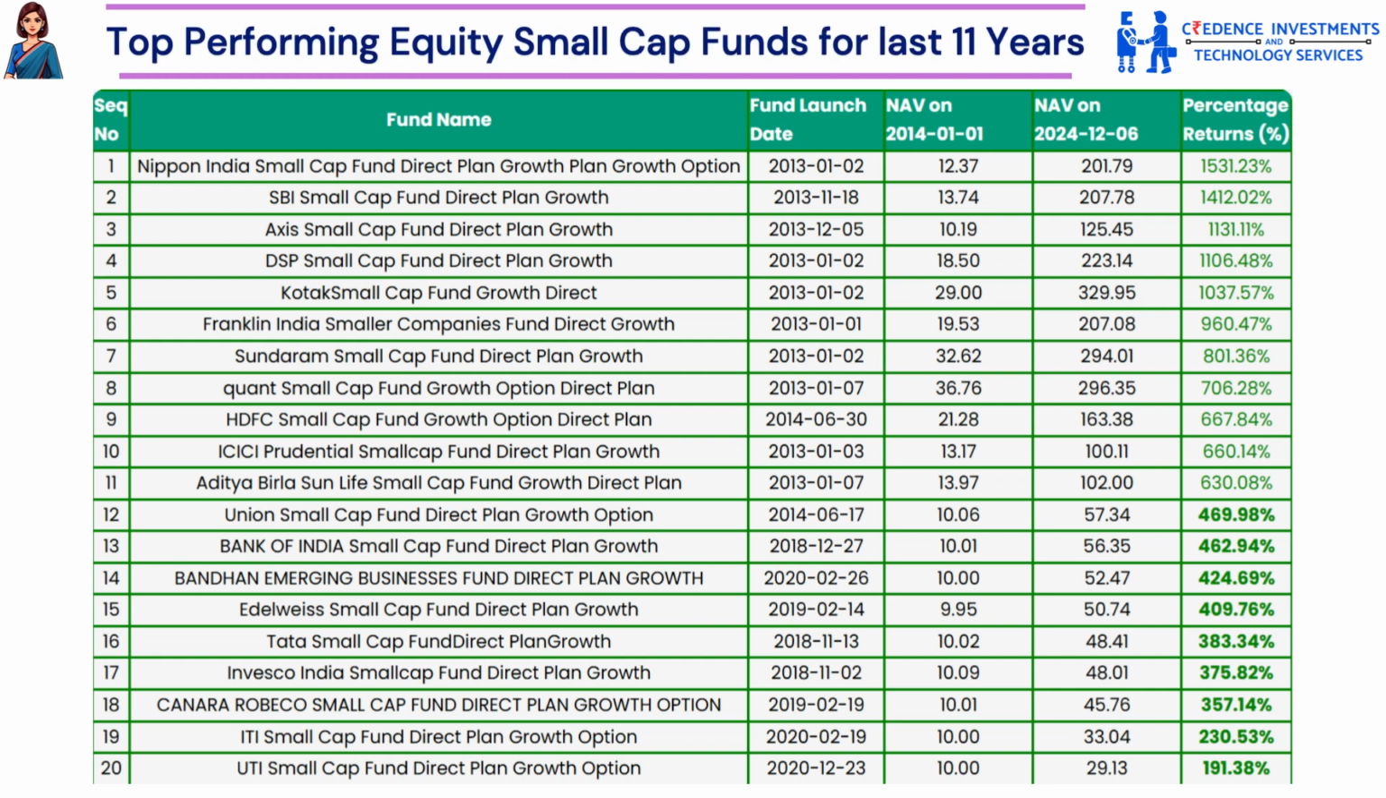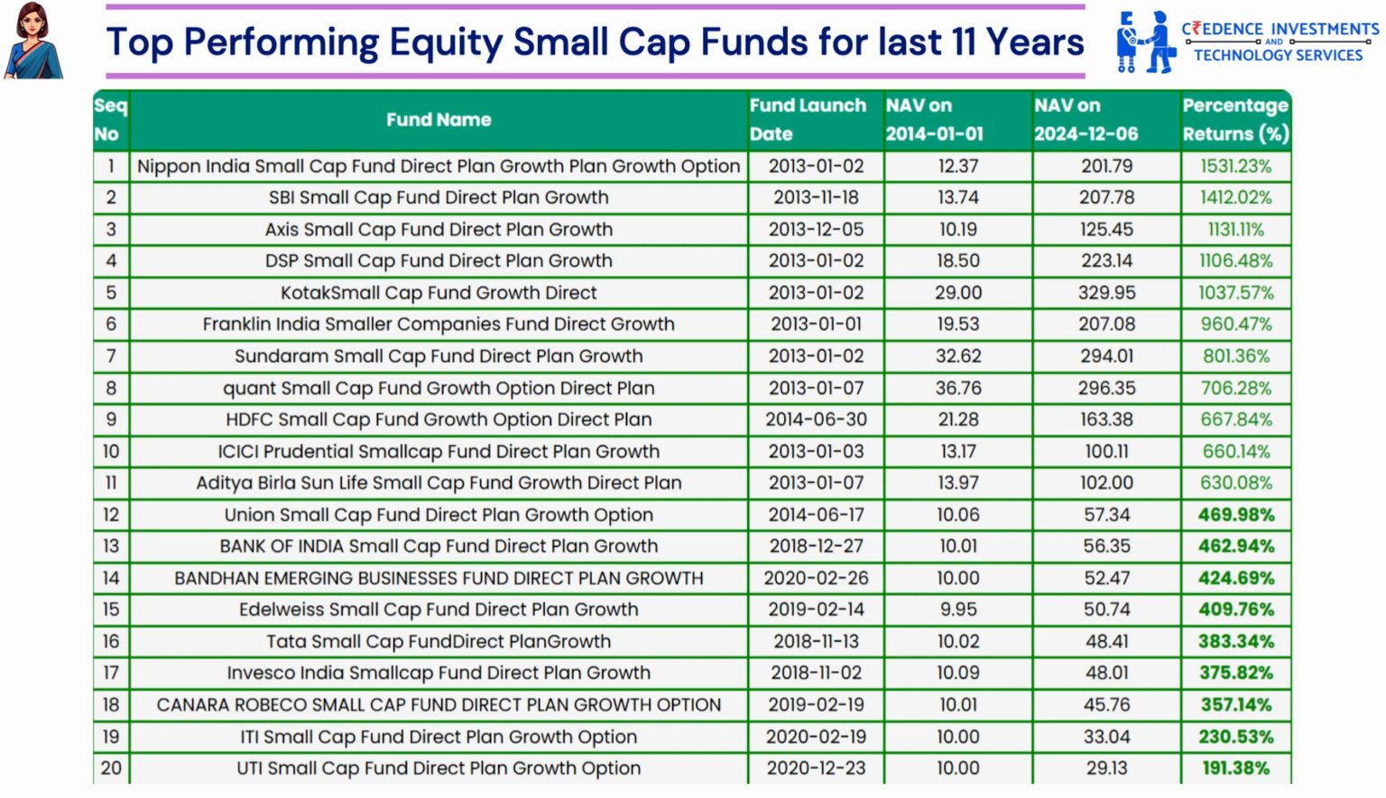Now let's look at the 11-year performance of 20 small cap mutual funds, showing their NAV, net asset value, from 1st January 2014 to 6th December 2024. Key highlights. Top performers with highest returns. 1. Nippon India Small Cap Fund led the ranking with an astonishing 1,531.23% return, growing from 12.37 rupees to 201.79 rupees.